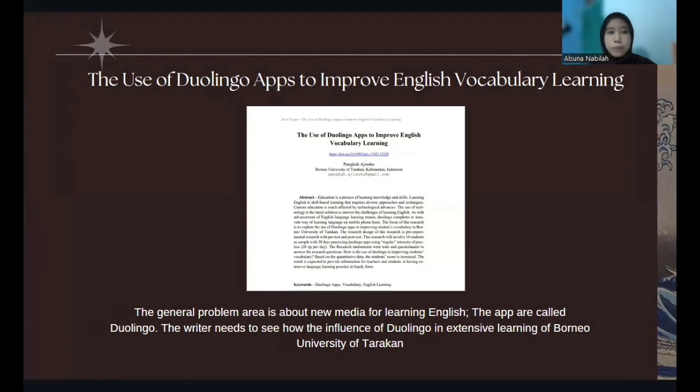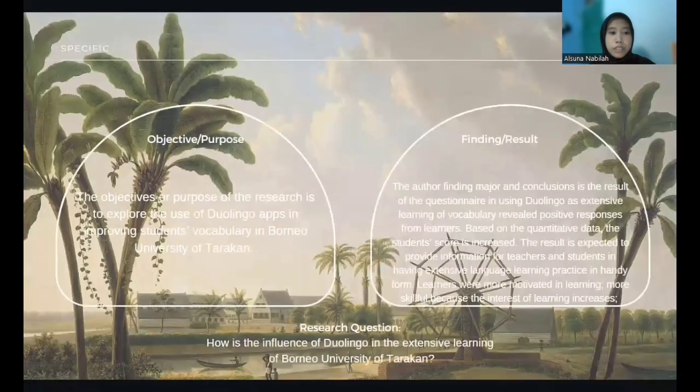So the purpose or objective of this article is to explore the use of Duolingo apps in improving student vocabulary at Borneo University of Tarakan. Then the research question is: how is the influence of Duolingo in the extensive learning at Borneo University of Tarakan? Then the result and conclusion from this article is that the questionnaire on using Duolingo as extensive learning of vocabulary reveals positive responses from learners.